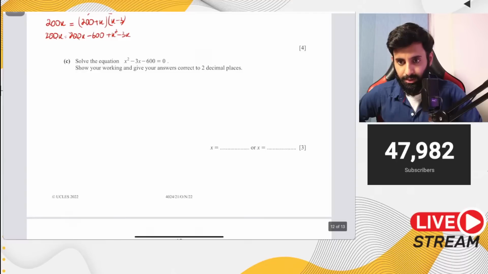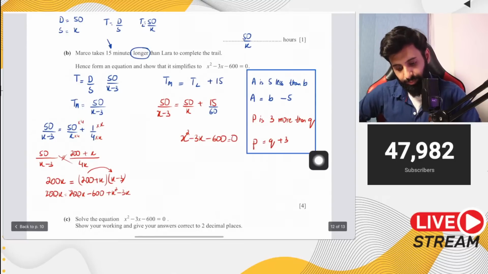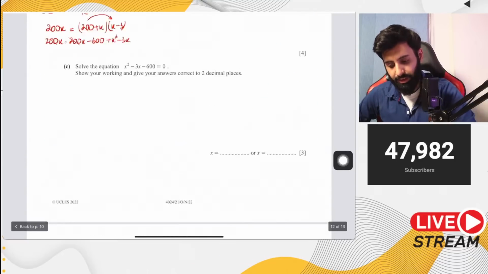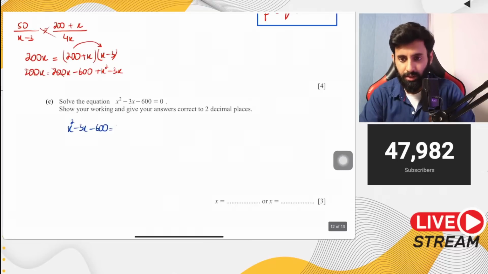Reason for using equal, what do you mean? Because it says is. Okay. Anyway, चलो इस question को complete करते हैं, फिर let's end it. So x square minus 3x minus 600 equals to 0. Alright. Now let's solve this and see what do we get.